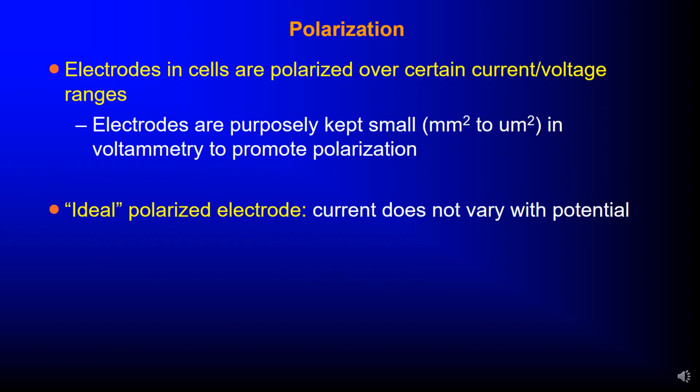So polarization: electrodes in cells are polarized over certain current-voltage ranges. Electrodes are purposely kept small in voltammetry to promote polarization. For an ideal polarized electrode, the current does not vary with potential.